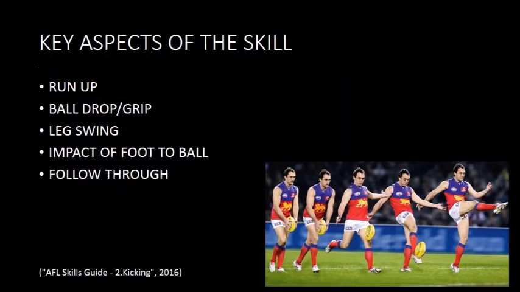It is important to break down a skill into key aspects. This can then lead into teaching points. For the drop punt, the key aspects are the run-up, the ball drop and hand grip, the leg swing before the impact of foot to ball, and the follow-through aiming for the target.